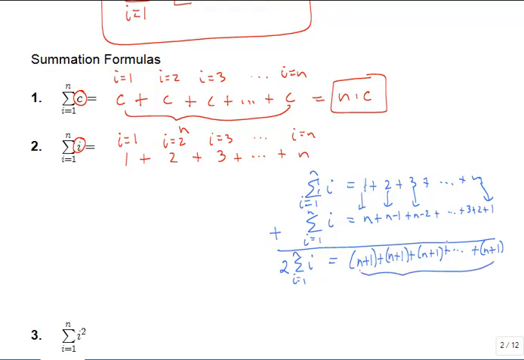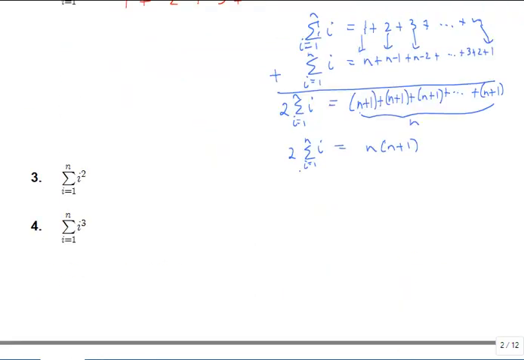Now, how many of these are there? Well, we have n numbers going across, so there are n of these. So n plus 1 added to itself n times is n times n plus 1. But that's twice the sum that we were looking for. We didn't want to know what the sum of i plus the sum of i was. We just wanted one of those sums. So all we have to do to finish this off is divide by 2. So the sum of i from 1 to n has as its formula n times n plus 1 over 2.